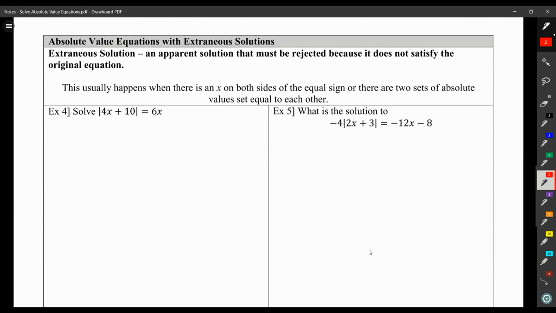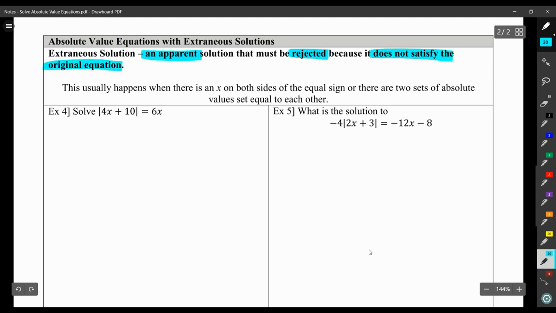Next section, let's talk about extraneous solutions. So an extraneous solution is an apparent solution that has to be rejected because it does not satisfy the original equation. Now, I haven't mentioned these before, and there's a reason for that. The other examples don't have them. This happens when there is an x on both sides of the equal sign, or there are two sets of absolute values. The other examples never had that. There was one variable and one absolute value.